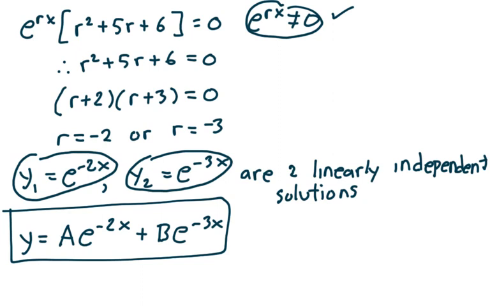So my two linearly independent solutions to this differential equation are y1 = e^(-2x) and y2 = e^(-3x). Those are my two linearly independent solutions. Again, remember, that's the primary goal. You're trying to get two linearly independent solutions. So my general solution will be y = ae^(-2x) + be^(-3x). And that's example 2.